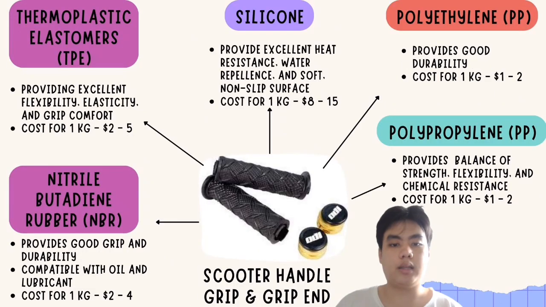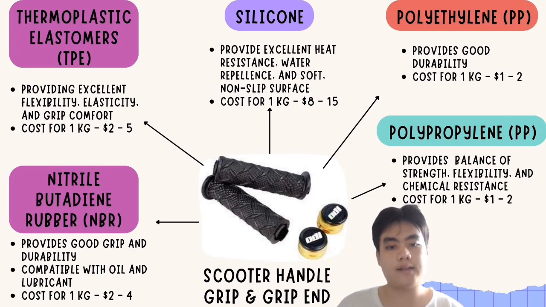Now, let's talk about the materials for handle grips and grip ends. Here are some options. First is the thermoplastic elastomer, known for providing excellent flexibility, elasticity, and grip comfort, at an affordable cost of $2 to $5 per kilogram. Next is nitrile butadiene rubber, offering good grip, durability, and compatibility with oil and lubricants. NBR is priced between $2 to $4 per kilogram.